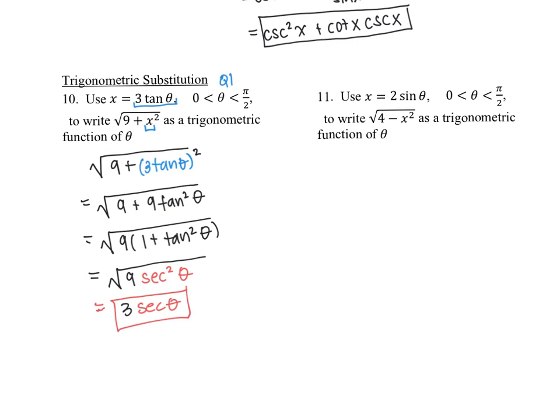Okay, we're going to do 11, same way. Again, they tell you 0 is less than theta is less than pi over 2. They're just telling you quadrant 1, so you know that the answer is positive, so you don't have to think about the sign. Okay, let's see. 2 sine theta is x, so I'm going to plug that in right there. And if you know what to expect, then you just keep working till you get there.